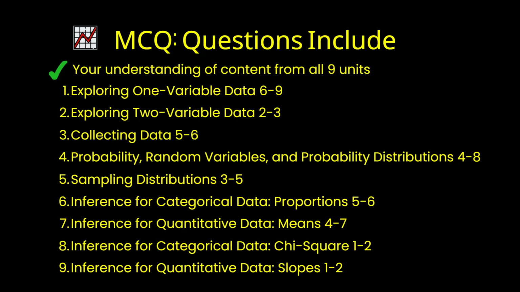Now, specifically for the multiple choice questions, here are the 9 units broken down according to the number of questions that are typically from each section on the multiple choice section. So again, for example, Unit 1 was exploring one variable data. There's typically going to be 6 to 9 questions from that unit on the multiple choice questions. And then you can see down through each unit the number of questions. Notice the last 2 units only have 1 to 2 questions each. So this helps you break down where you really need to focus your studying.